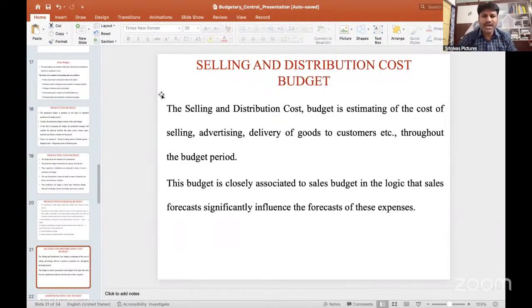Selling and distribution cost budget. The selling and distribution cost budget talks about the estimation of the cost of selling expenses, that is advertising, delivering goods to consumers, etc., throughout the budget period. This budget is closely associated with the sales budget. The sales forecast significantly influences the forecast of these expenses.